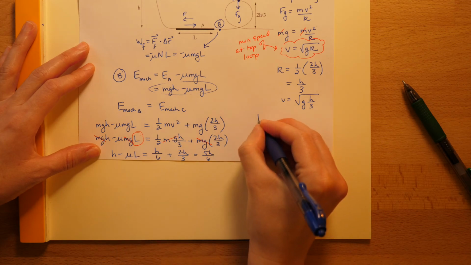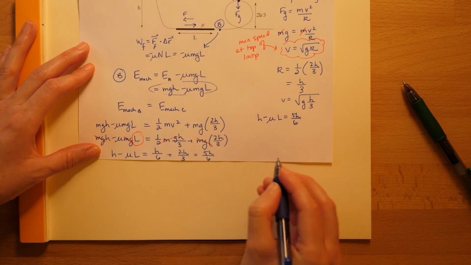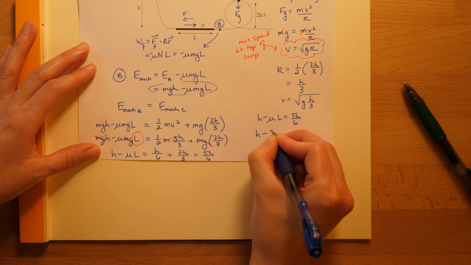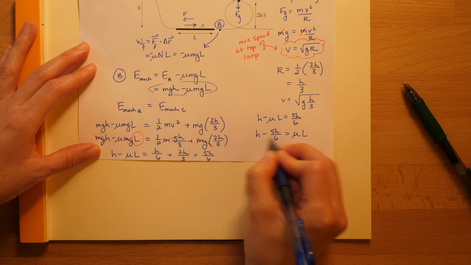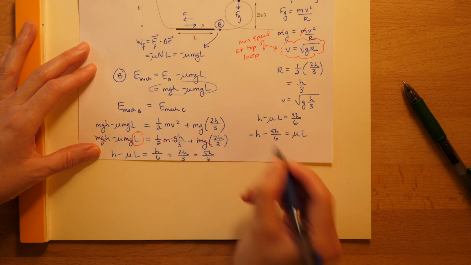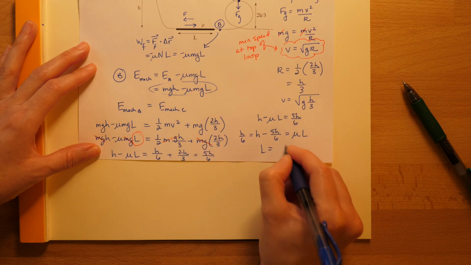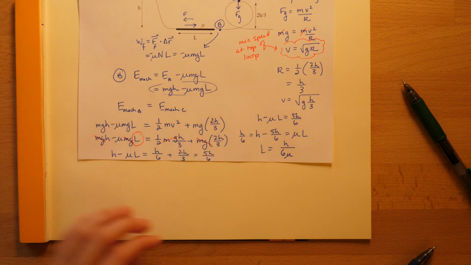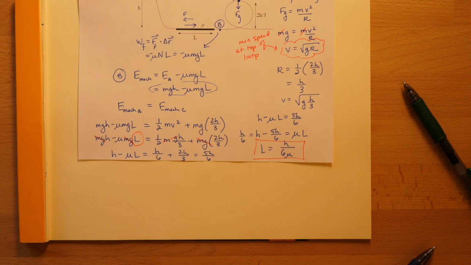So if I just rewrite that real quick, h minus mu L equals 5h over 6. I'll move this to the other side and that to the other side. So we get h minus 5h over 6 equals mu times L. This is h over 6. So L is h over 6 mu. And that's it.